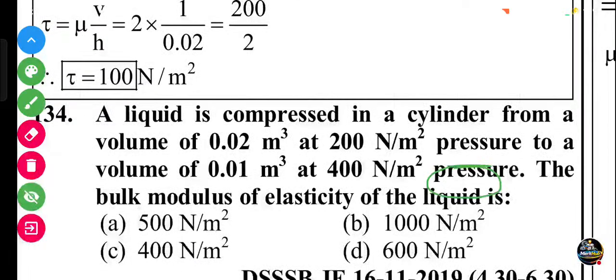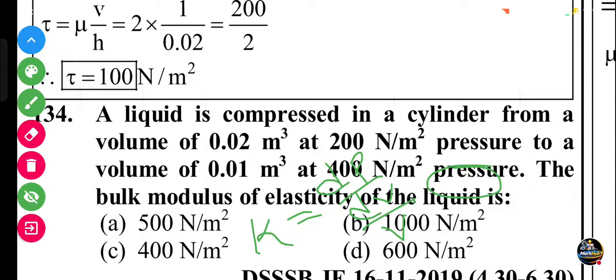Next question. A liquid is compressed in a cylinder from a volume of 0.02 meter cube at 200 Newton per meter square pressure to the volume 0.01 meter cube at 400 Newton per meter square. The bulk modulus of elasticity. What is the formula of the bulk modulus of elasticity? K equal to dp by dv by v.